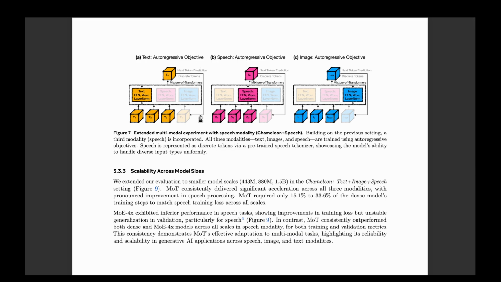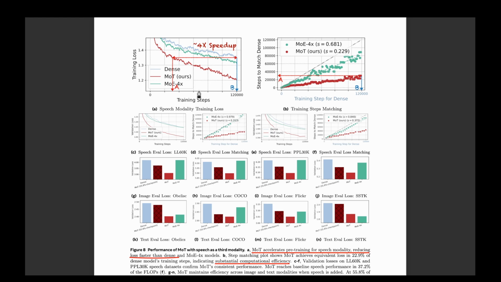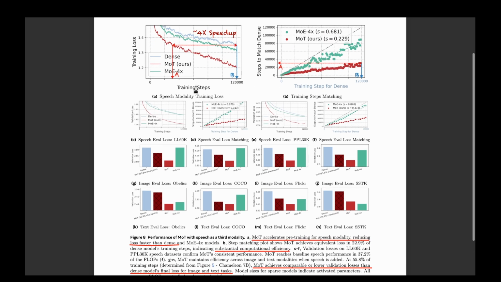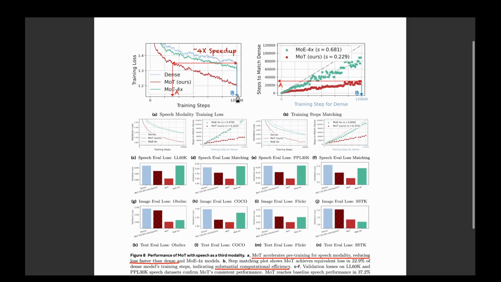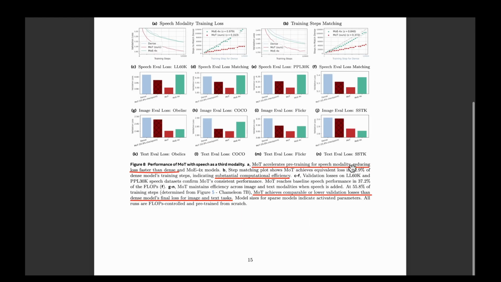You have the next token prediction going on with the speech as well, similar to the text and the images. And they come up with plots similar to that of the first setting. They compare how the training step progresses compared to the dense, and they show that very less number of steps is needed for mixture of transformers to converge. So MoT accelerates pre-training for speech modality, reducing loss faster than dense. And they also say that this is a substantial computational efficiency, and MoT also achieves comparable or lower validation losses.